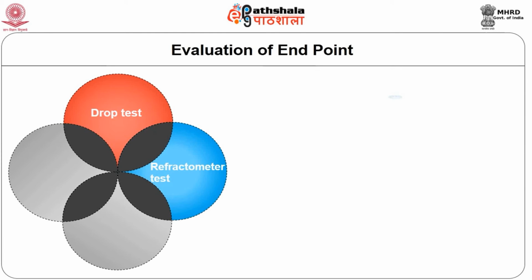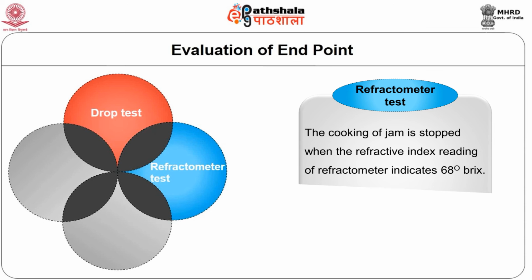Next is refractometer method. The cooking of jam is stopped when the refractive index reading of refractometer indicates 68-degree brix. The jam should be immediately cooled before placing a drop of it on the refractometer glass, as the reading is calibrated at 20 degrees centigrade. The main advantage of this method is its ease of handling.